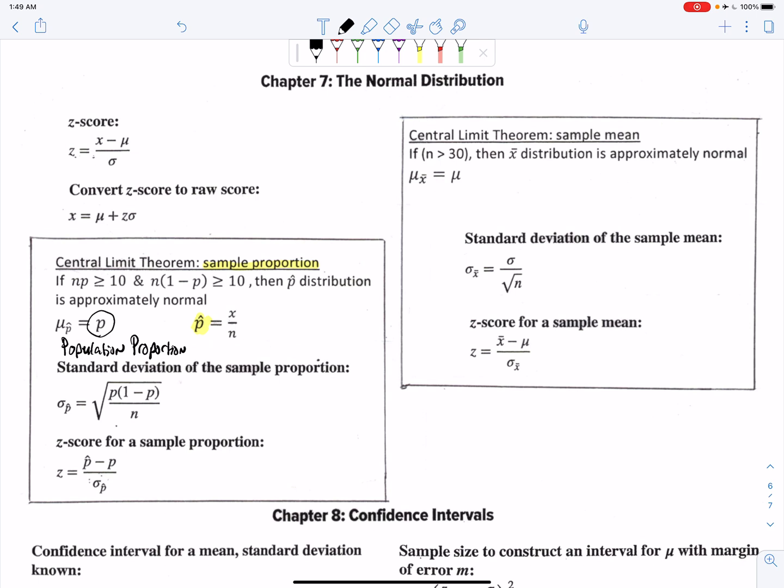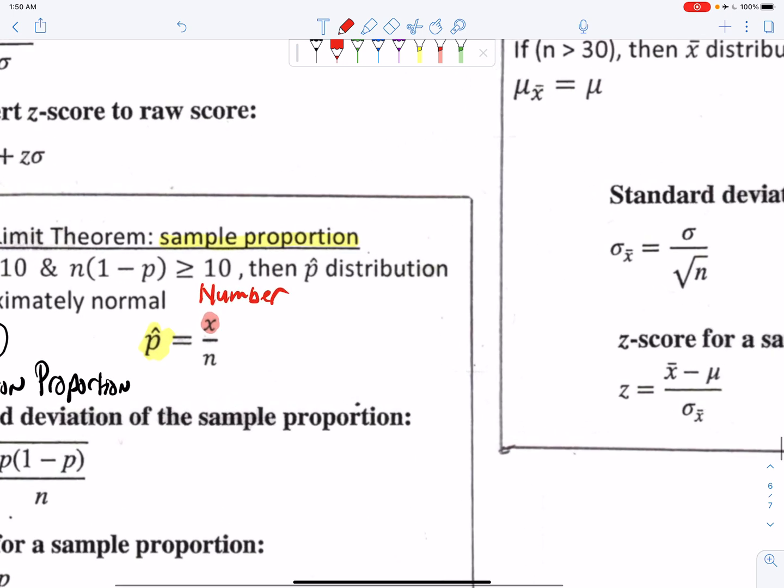Now the sample proportion is made up of this x value up top, and that x value just means the number of individuals in the category of interest. Okay, that's what X is, the number of individuals in the category.